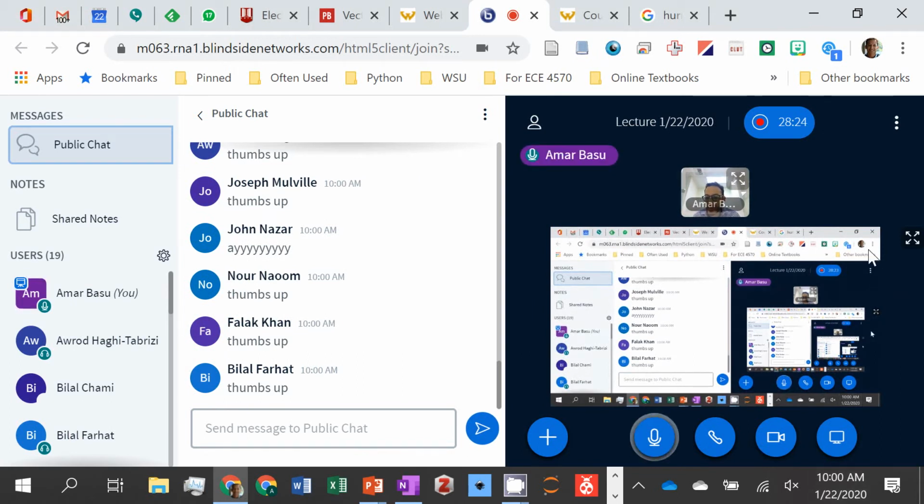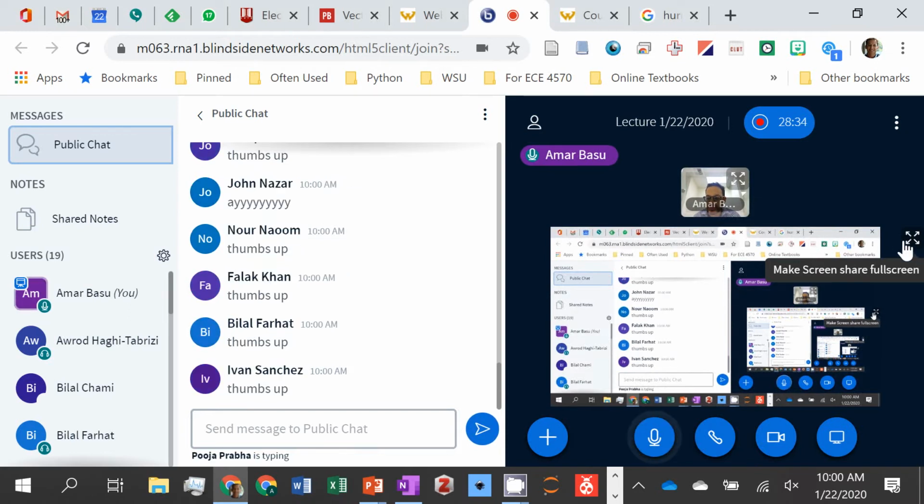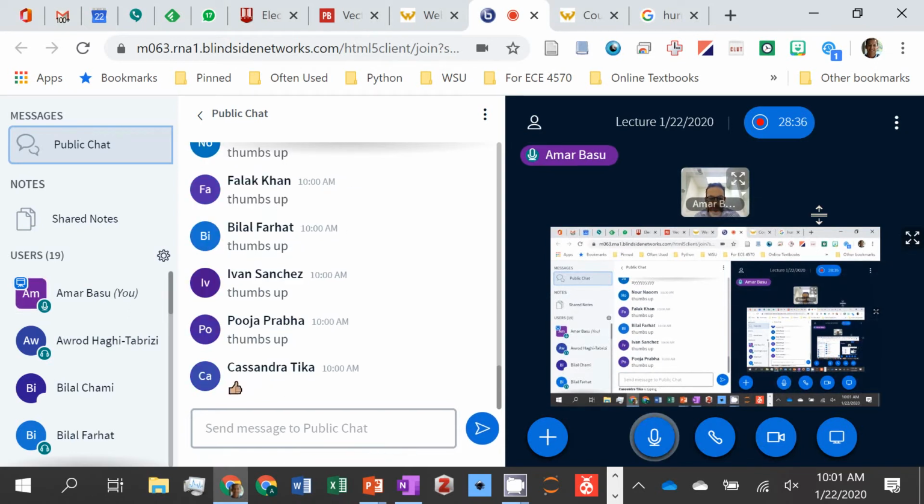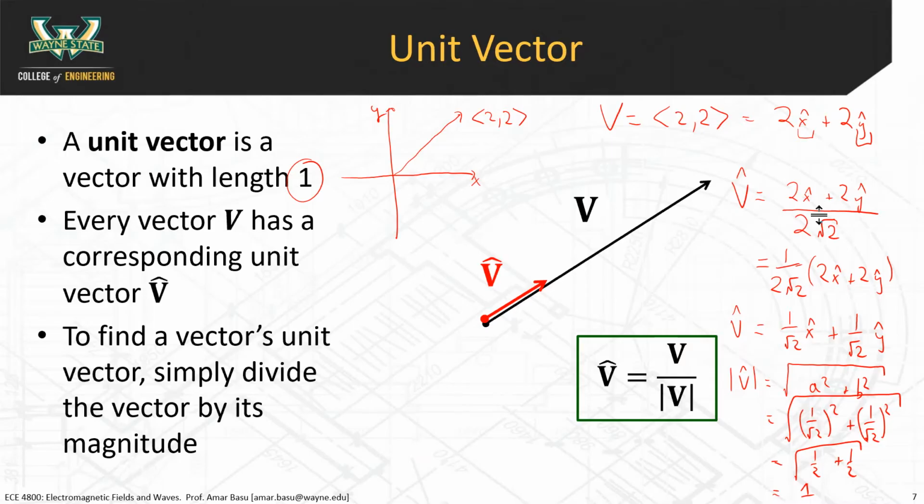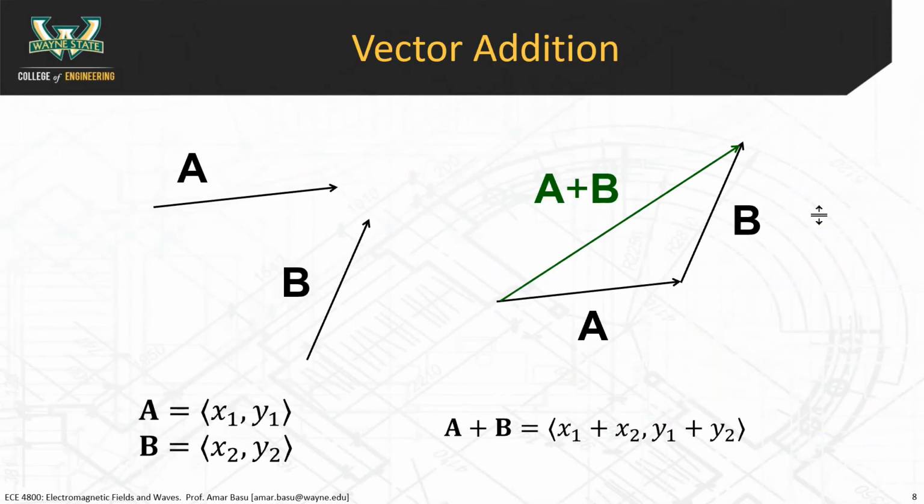By the way, if you want to maximize my slides, you can click on this portion here to make your screen share full screen if you want to be able to see the slides in the largest format. Awesome. Okay, let's move on then.